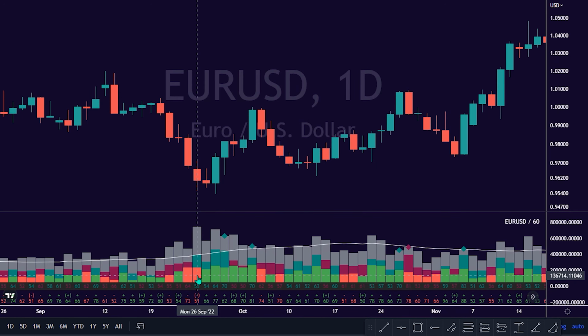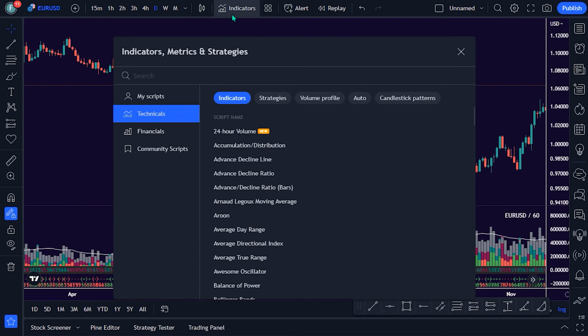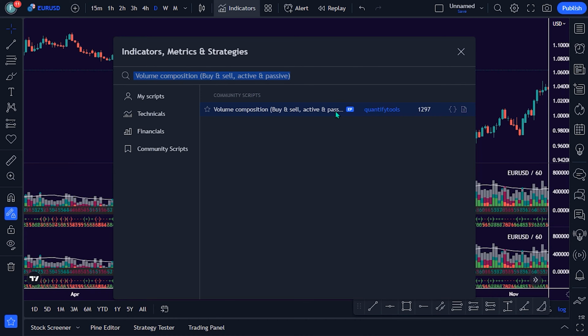Number 4, dominating volume as a percentage of total volume. Number 5, dominating active volume as a percentage of total active volume. To apply this trading indicator, search the keywords volume composition, buy and sell, active and passive, and select the EP version by Quantify Tools on TradingView's Community Scripts folder.